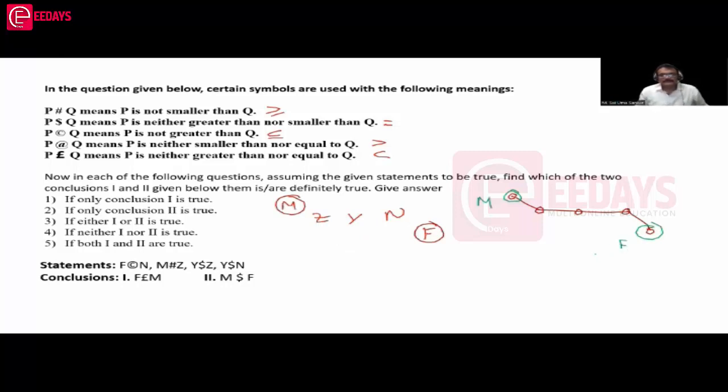Okay, now is there any vertical line in between M and F? No. Is there any horizontal line between M and F?